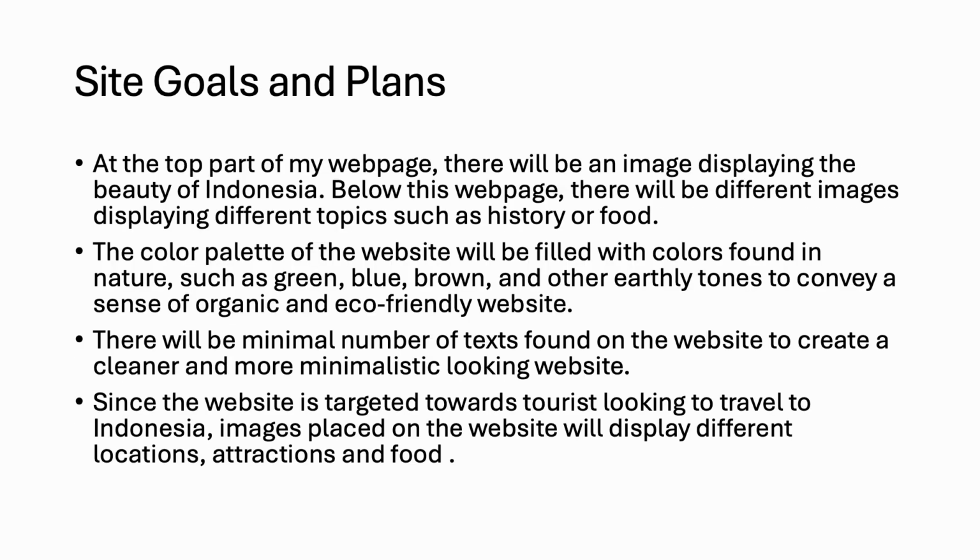My plans for my website so far are that at the top part of my webpage there will be an image displaying the beauty of Indonesia, and below this there will be different images displaying different topics such as history or food. The color palette of the website will be filled with colors found in nature such as green, blue, brown, and other earthy tones to convey a sense of an organic and eco-friendly website. There will be a minimal amount of text on the website to create a cleaner and more minimalistic looking website.